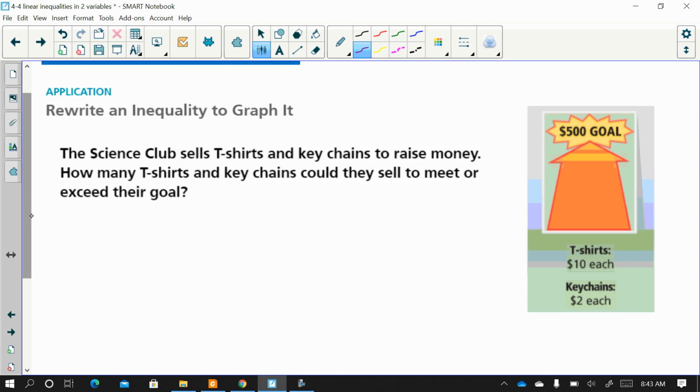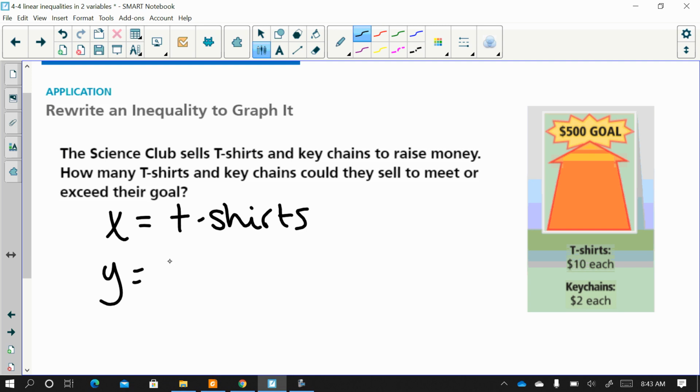It's a word problem, so the first thing we always need to do is label what our variables stand for. Okay, so we're going to use X and Y. Well, I'm selling t-shirts and keychains, so let X be t-shirts and let Y be keychains.